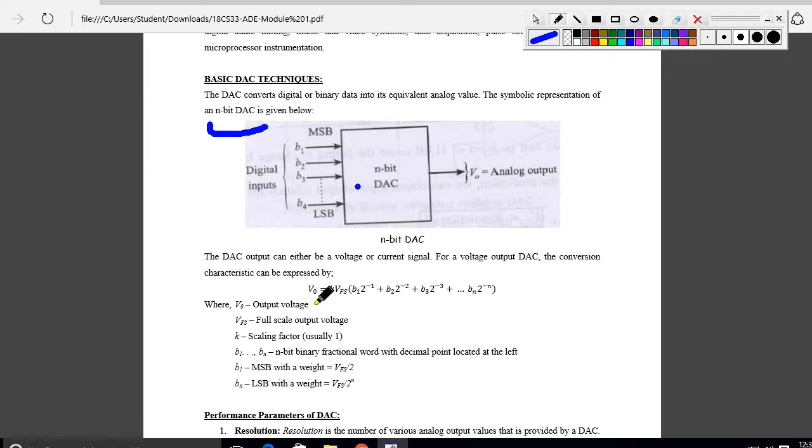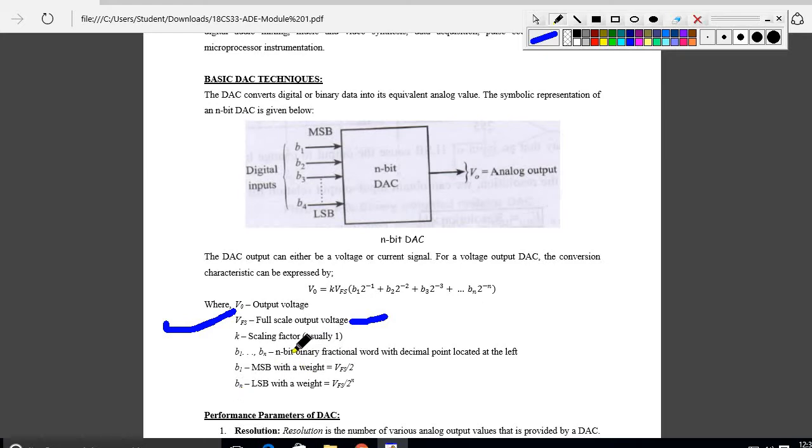And this expression is exactly the voltage output DAC characteristics expression. You should remember this. V0 is the output voltage. VFS is the full scale output voltage, and K is the scaling factor. Always it should be 1. If it is not mentioned, you should consider it as 1. And B1 to Bn are the digital inputs. B1, as I told earlier, is the MSB bit, and Bn is the LSB bit, and each has a weight.